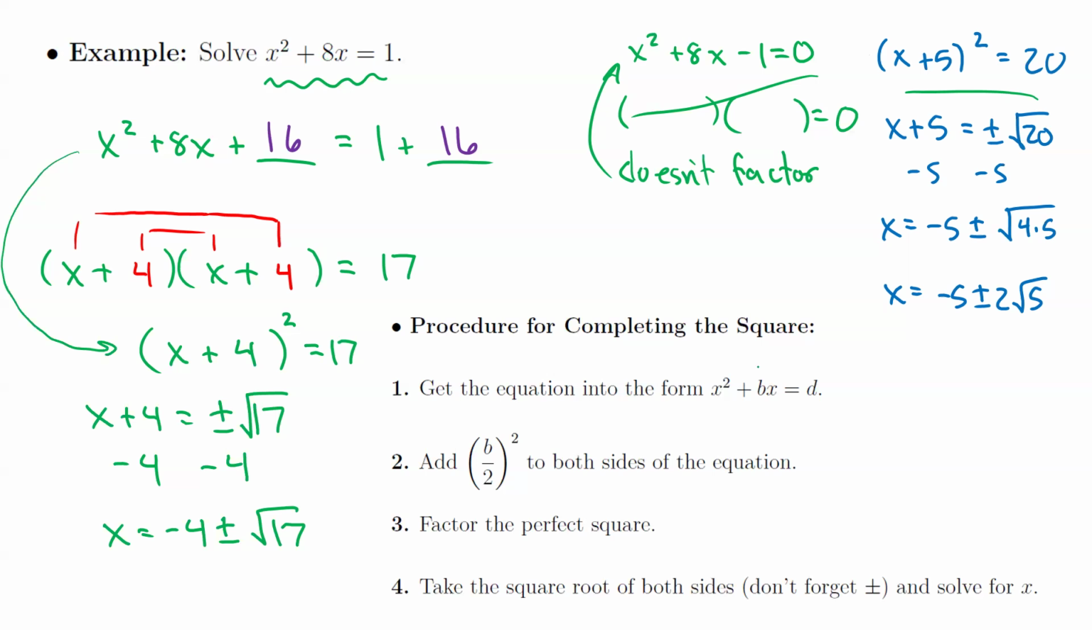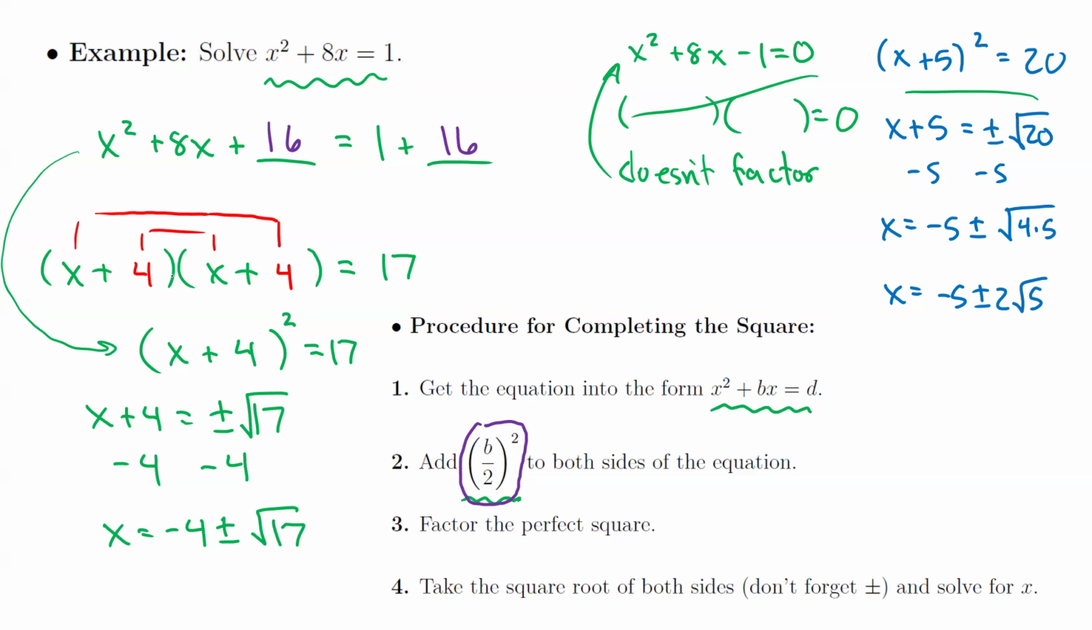So down here's our procedure. We get our equation in this form. Then we add half of b squared to both sides. So that's the 16 part. Circle that in purple. So the adding of 16 to both sides is half of the middle coefficient squared.